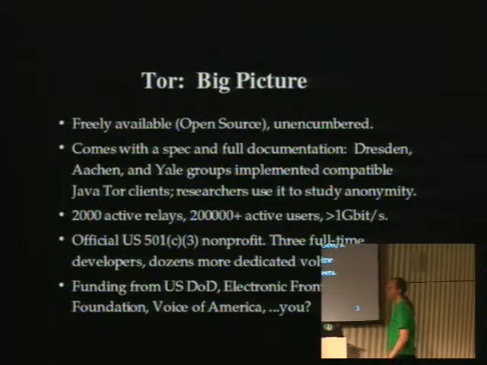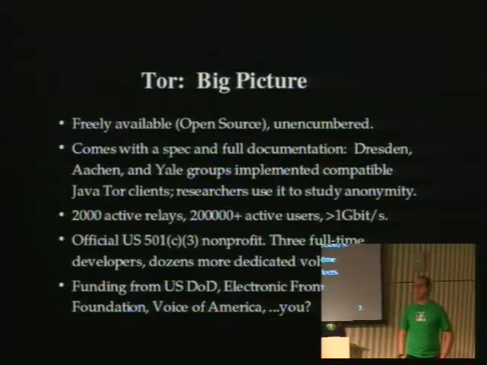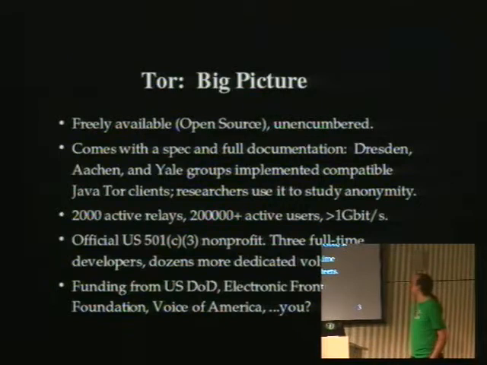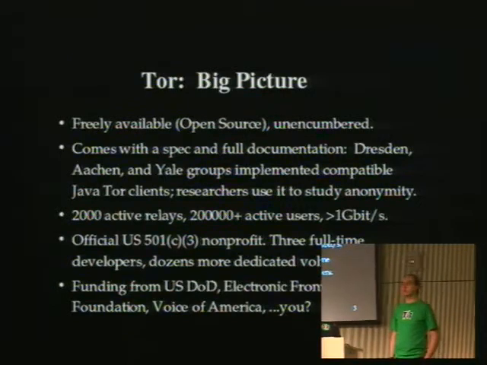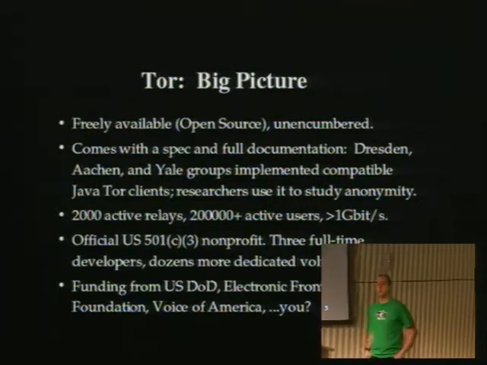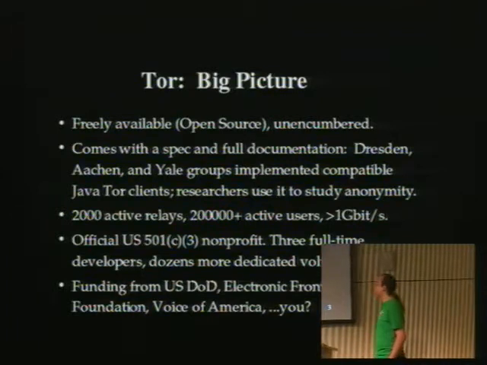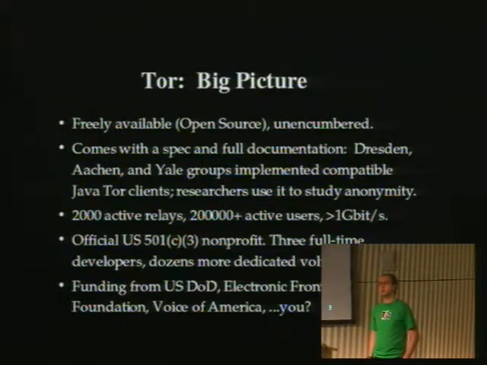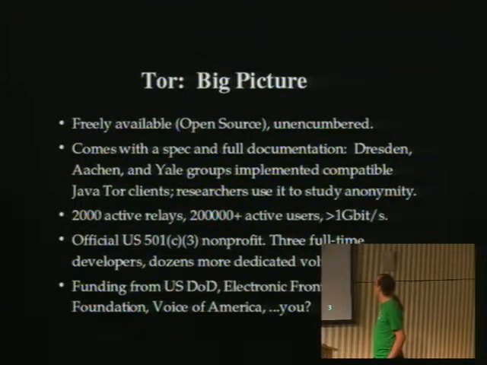There are about 2,000 active servers, relays out there, and a whole bunch of users. It's an anonymity system, so it's a bit hard to tell how many people we have really, but I'm guessing maybe 200,000, 250,000 Tor clients are running right now, and they're pushing over a gigabit per second. I haven't counted lately, so maybe it's up to 2 gigabits per second. So we're rivaling like Hotmail and Wikipedia and stuff in terms of the amount of traffic that we're pushing.